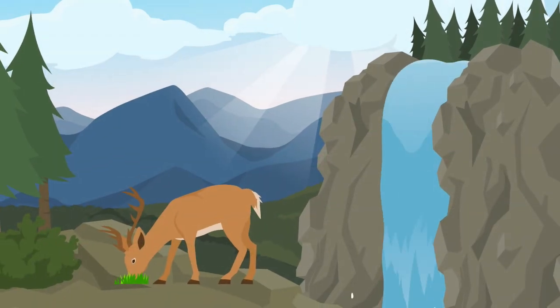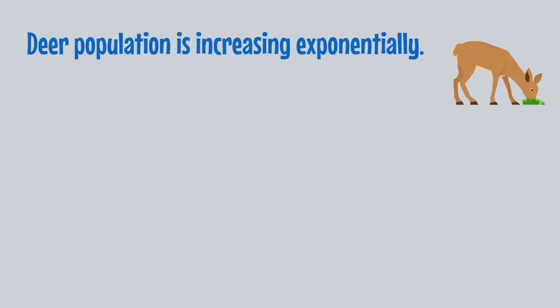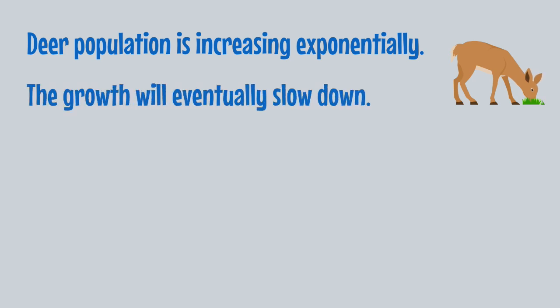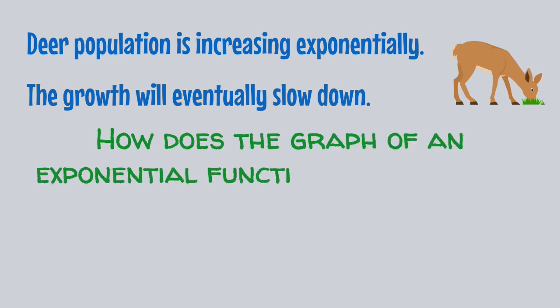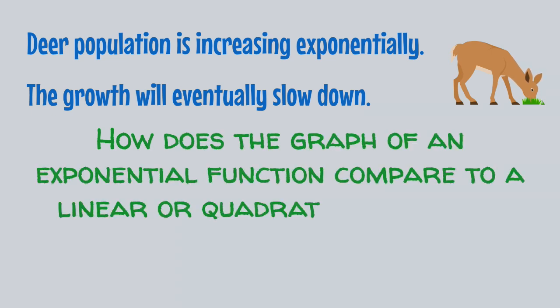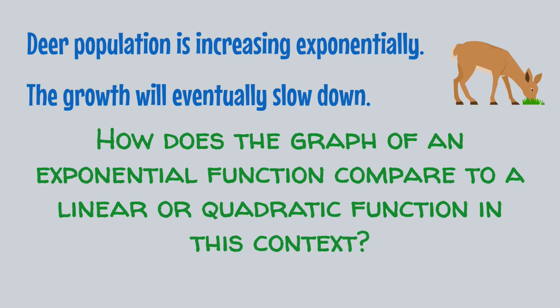Bryce said the deer population in a forest has been increasing exponentially due to the introduction of a new food source. DNR scientists believe this growth will eventually slow down. How does the graph of an exponential function compare to a linear or quadratic function in this context?